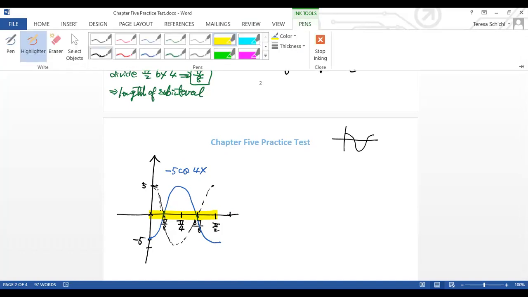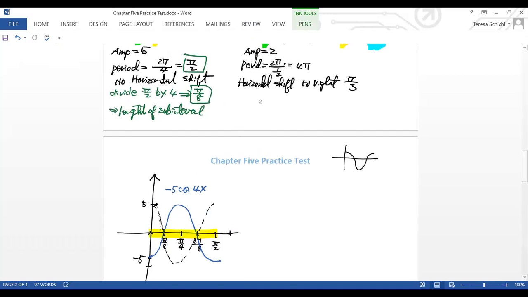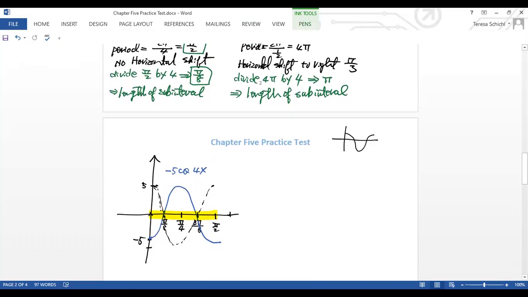Okay, now let's take a look at the other ones here. Remember the key things here. I need to divide the period, right? So I divide 4 pi by how many? By 4. So 4 pi divided by 4 is what? This is pi. So what is this pi here? This is the length of the subinterval. Okay, so this is the length of the subintervals here. Now also there is a shift of pi over 3, right?